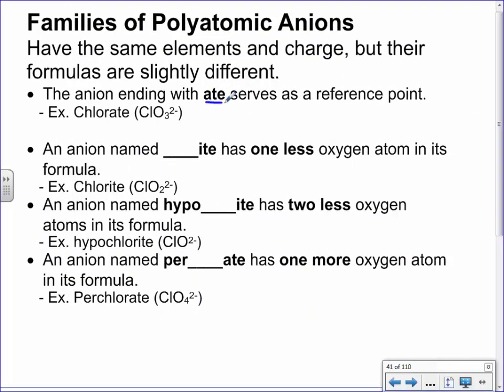The base level is anything that has an ate at the end of it, like nitrate, carbonate, chlorate, sulfate. Now sometimes they have 3 oxygens, sometimes they have 4 oxygens, sometimes they have 5 oxygens. There's no rule about whether an ate at the end of a polyatomic has a certain number of oxygens. This is all just in comparison. So if you have one less oxygen, call it an ite. If it has 2 less oxygens, call it a hypo something ite. And if somehow it has an extra oxygen, call it a per something ate.